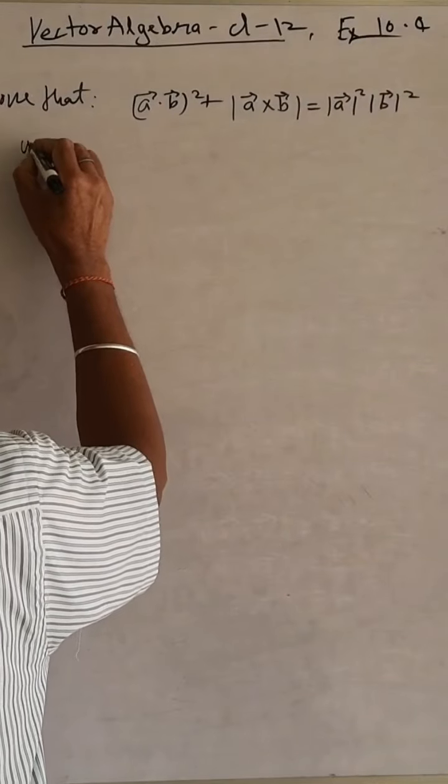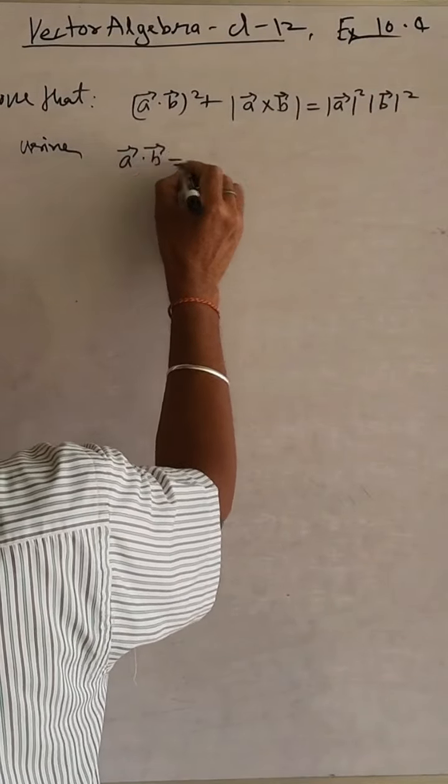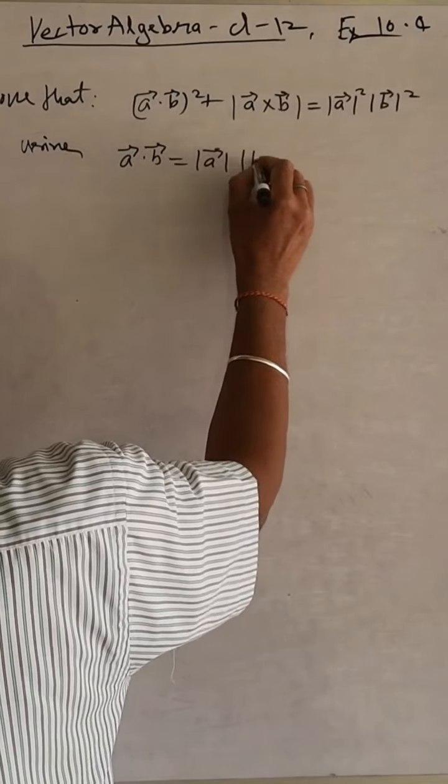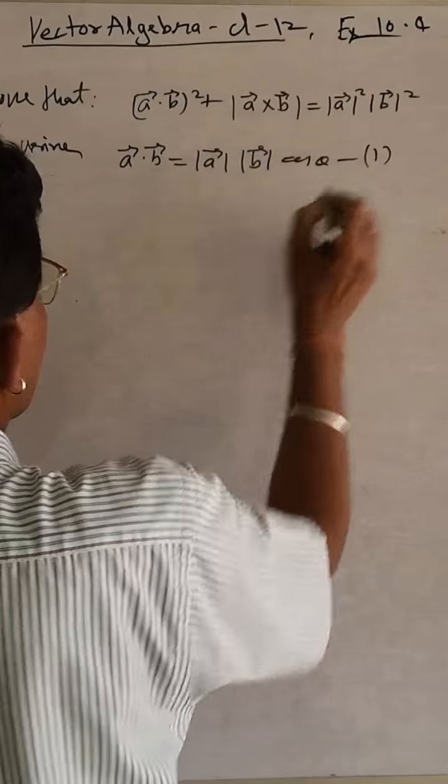Going to discuss using the definition of dot product of two vectors. That will be equal to magnitude of A and magnitude of B cos theta, that is equation number 1.